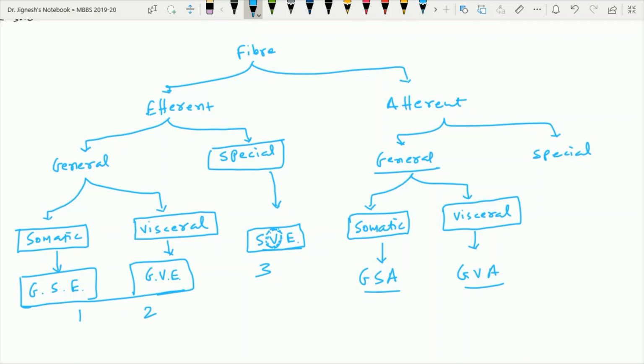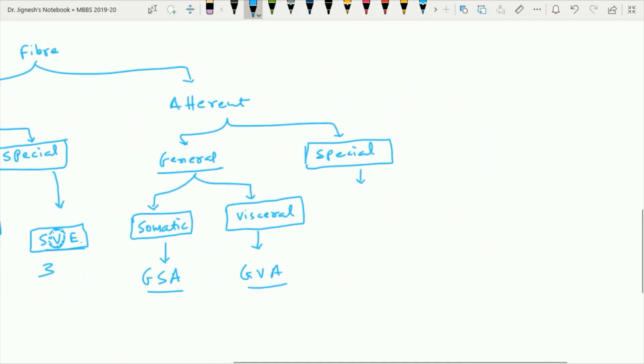While when we see the special sensations of the body, they include vision, smell, hearing, balance, and taste.